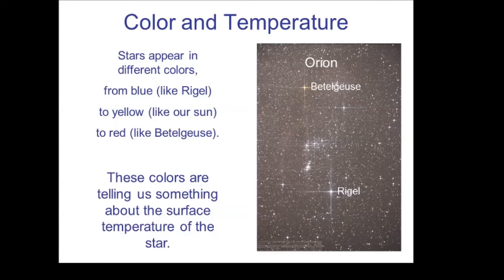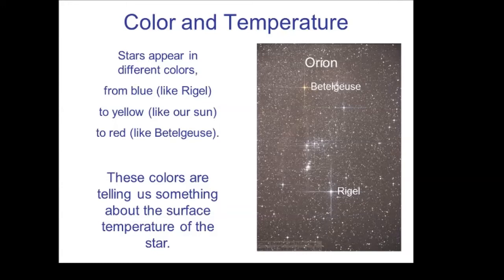Betelgeuse happens to be huge, and it's cooler, but its surface area is enormous. Even though it's cooler, it's still around 3,000 Kelvin. It has all this extra area to emit light, so it makes up for the lower luminosity per area by having this huge surface area. Rigel is probably about 3 times the size of the sun, whereas Betelgeuse is something like 500 times the size of the sun.